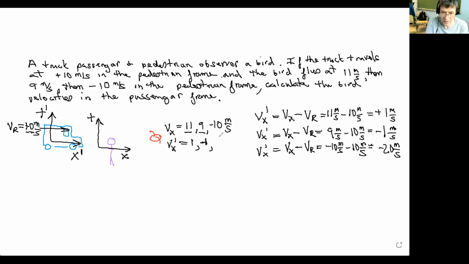And then finally, if the bird itself is flying towards the left at 10 meters per second in the pedestrian reference frame, and the truck is traveling towards the right at 10 meters per second in the pedestrian reference frame, the truck and the bird are approaching each other at 20 meters per second. They're heading towards each other, one to the left, one towards the right. And so it's not surprising that we see a bird, if we're the truck passenger, approaching us at 20 meters per second. So all these results are common sense results, everyday velocity results for the motion of the bird in 2 different reference frames.